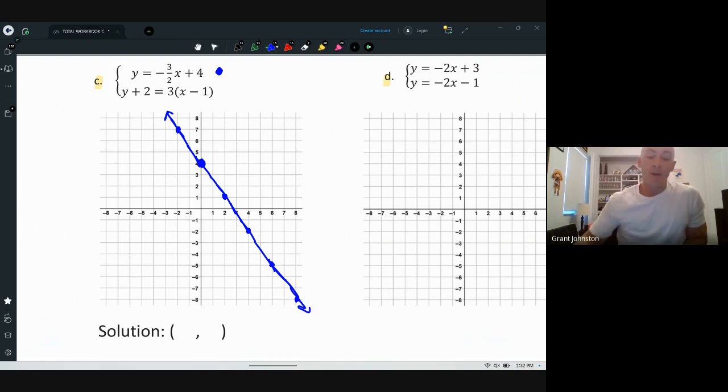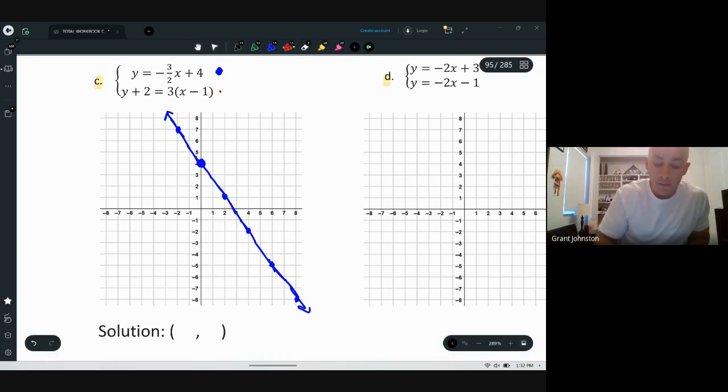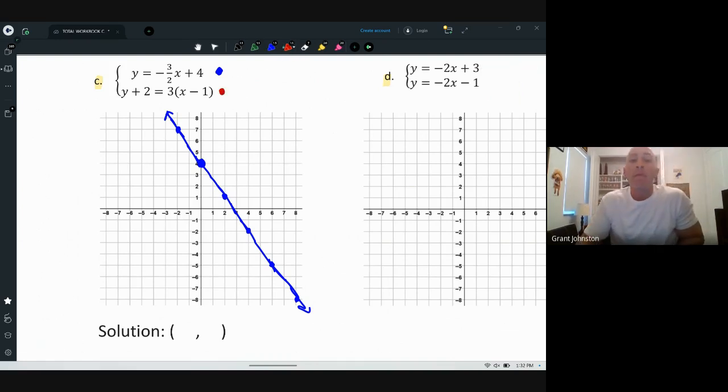Now the second line, why don't I do that in red? That one's written in point-slope form. So let's identify the point. So it's the opposite of that -1, which would be +1, and opposite of that +2, which would be -2. So the point identifies that +1, -2, and the slope's at 3. I'm just going to write m equals 3 here. Okay, so the point is at 1, -2, so that would be here. That's where I'm going to start.